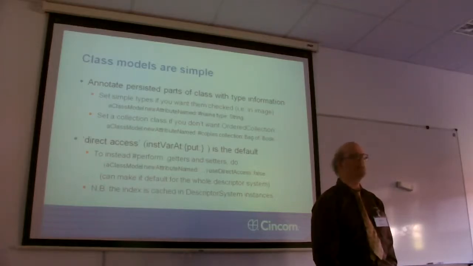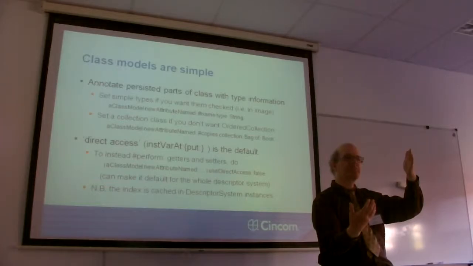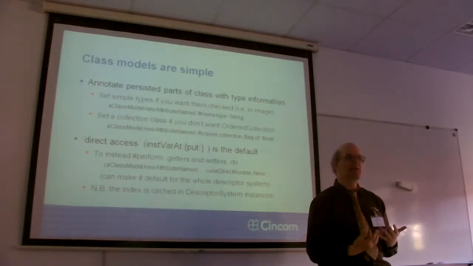So when Book is being read by the Glorp representation of Book, it is actually using a direct instVarAt: or an instVarAt:put:.